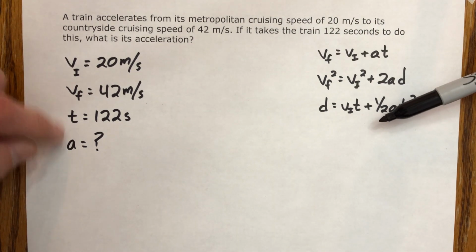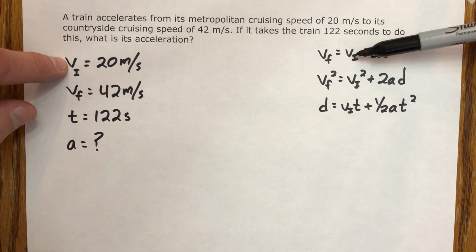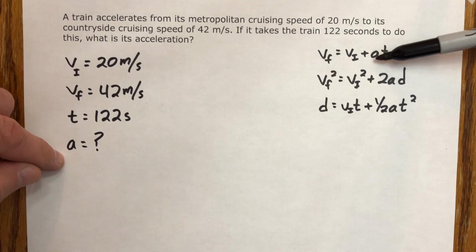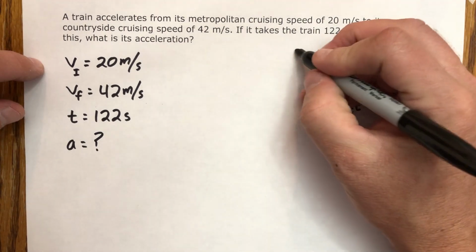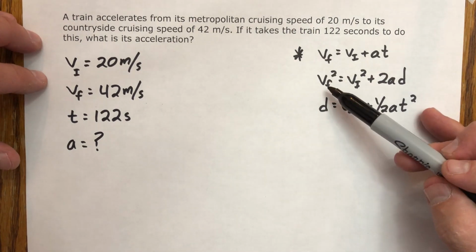We're trying to find A. So let's look at the first one. Do we have VF? Yes. Do we have VI? Yes. Do we have an A in there? Yes. Do we have T? That's the one we're going to use. But just for teaching's sake, let's look why it doesn't work here.